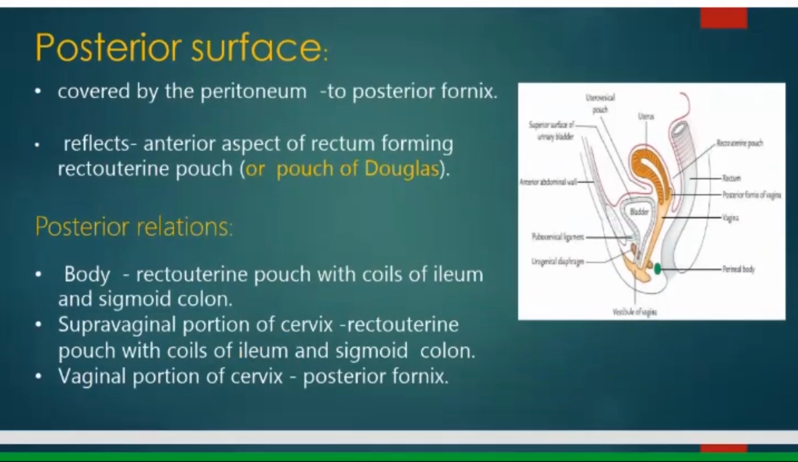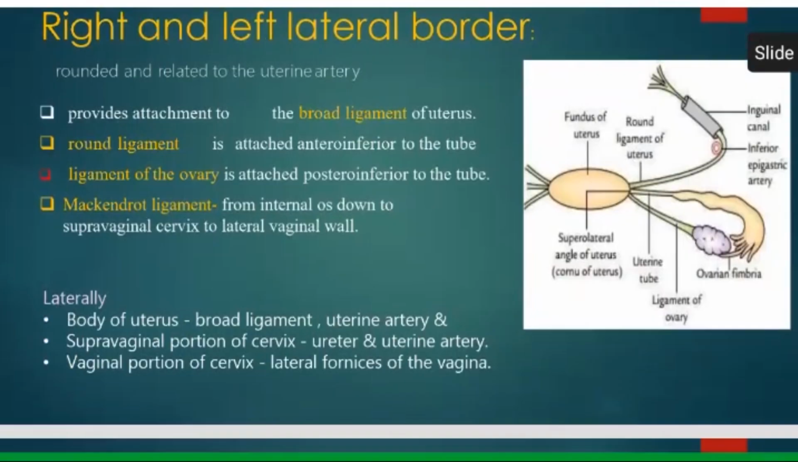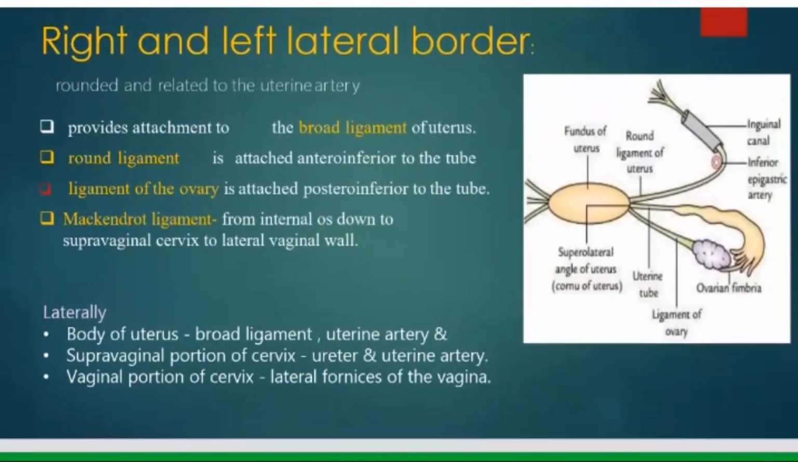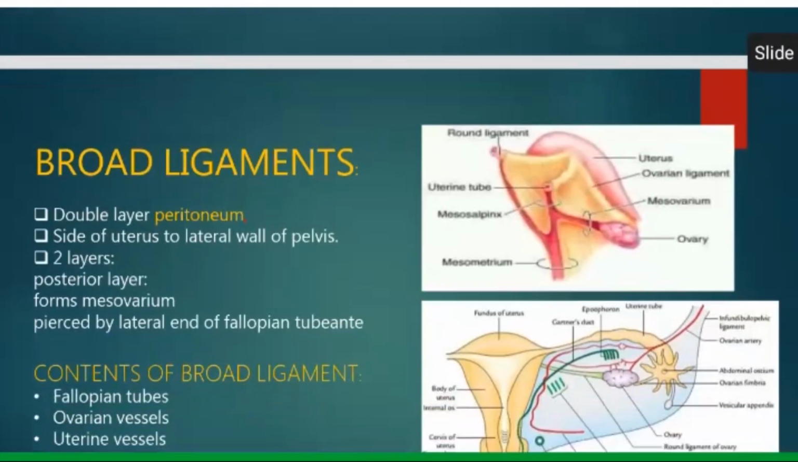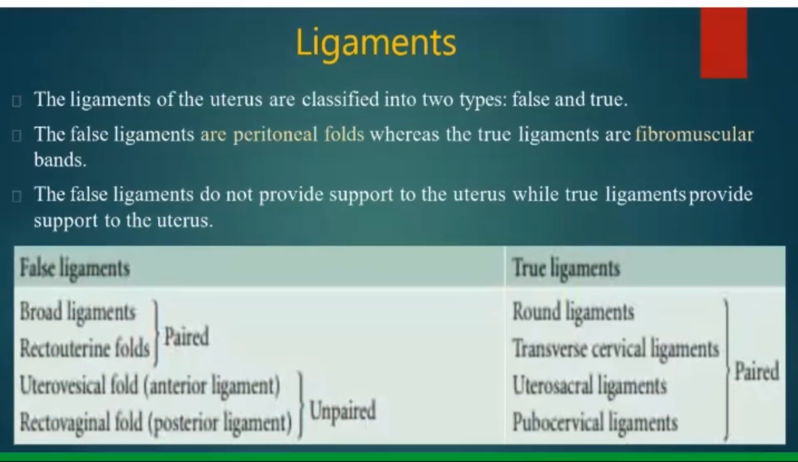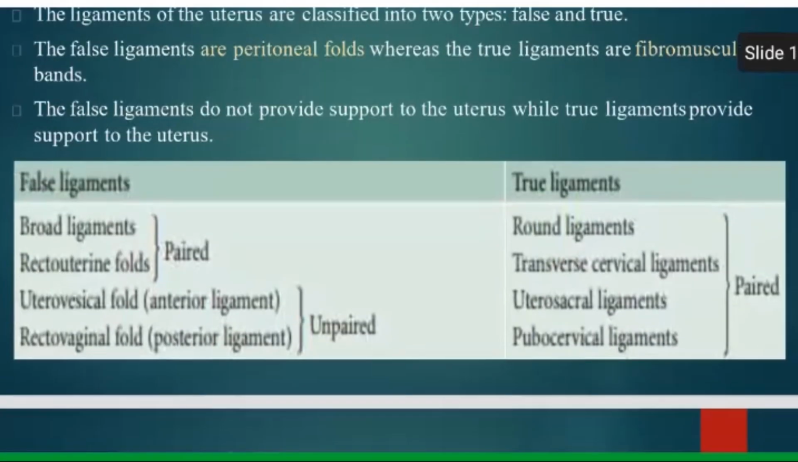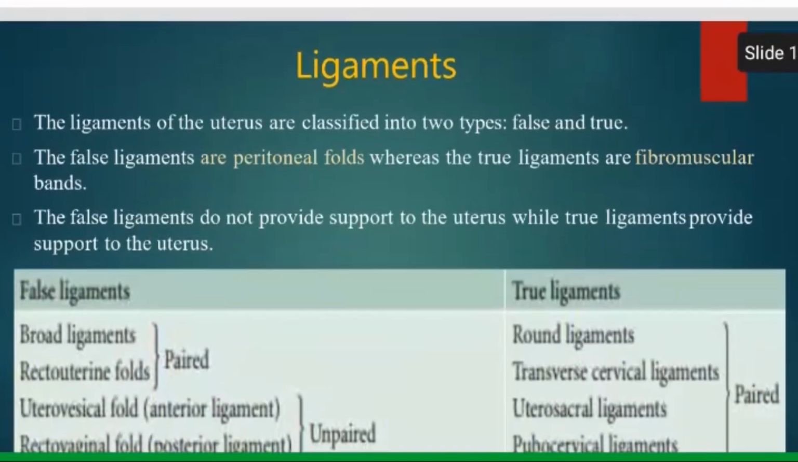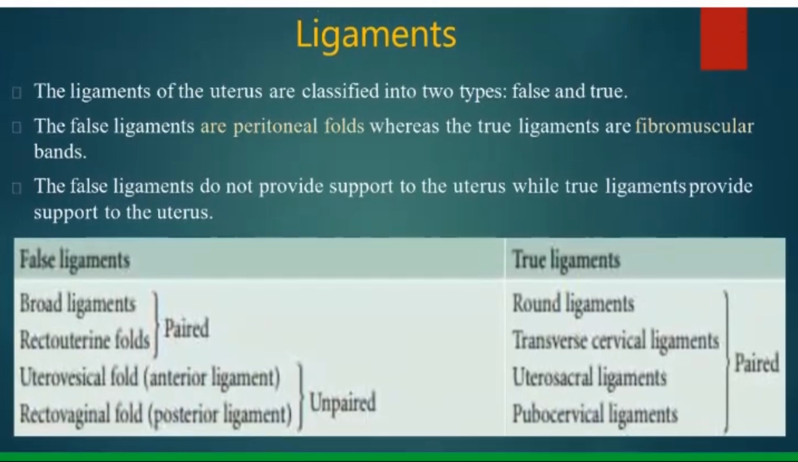Posterior border is related to the rectum. The pouch of Douglas is formed between the rectum and uterus, and similarly peritoneum and fornices. In the right and left border, fornices are there in the vaginal portion, and above that there are the different ligaments basically, and we'll discuss these ligaments here. Ligaments of the uterus are classified into two types: false ligaments and true ligaments.